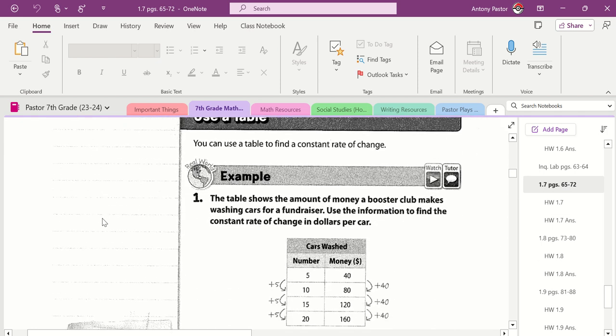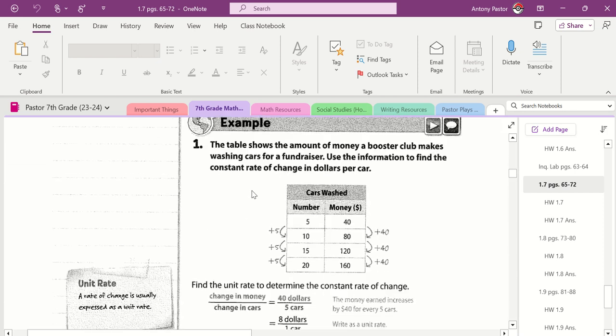So we're going to use a table here. Here's another example. The table shows the amount of money a booster club makes washing cars for a fundraiser. Use the information to find the constant rate of change in dollars per car. So for every 5 cars washed, it's $40. 10 cars, $80. 15 cars, $120. 20 cars, $160. So you see how the rate of change here continues to be 5, while over here we continue to go up by $40.